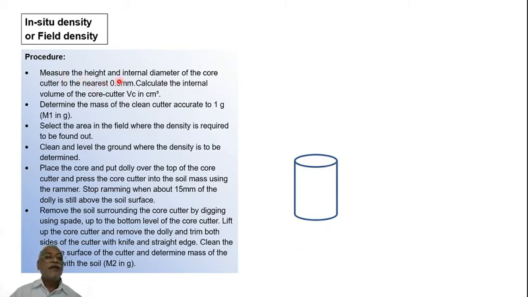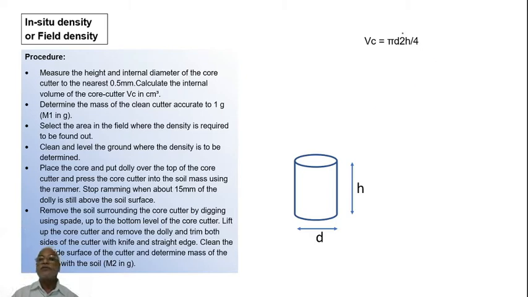Measure the internal height and internal diameter of the core cutter to the nearest 0.5 mm accuracy. Calculate the internal volume of the core cutter, VC, in cubic centimeters. So you have to measure H inside, D inside, and then calculate VC equal to pi D squared by H. This should have been square.